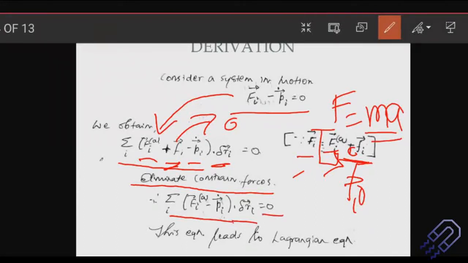This equation, when we start analyzing, will actually lead us to the Lagrange's equation. If you remember Lagrange's equation, d dt of del L del Qj dot minus del L del Qj is equal to 0. We've been using it a lot in the first unit, but we have not yet derived it. We're going to derive it today.